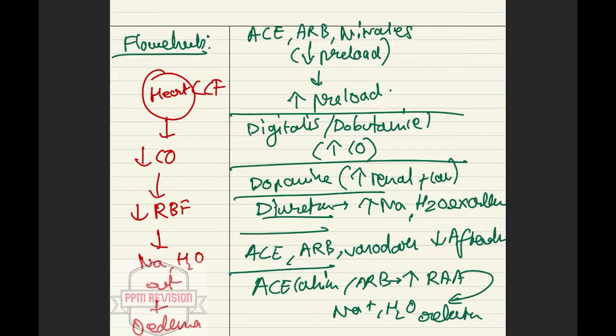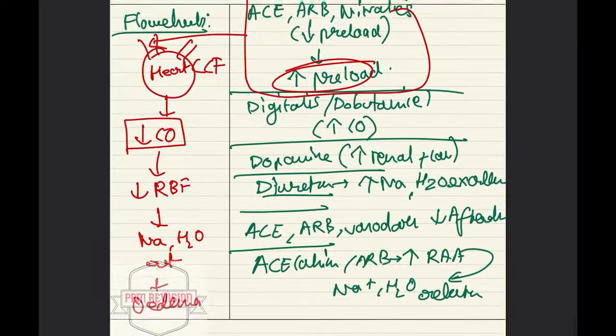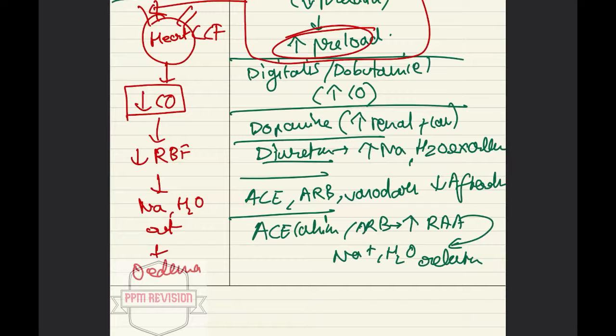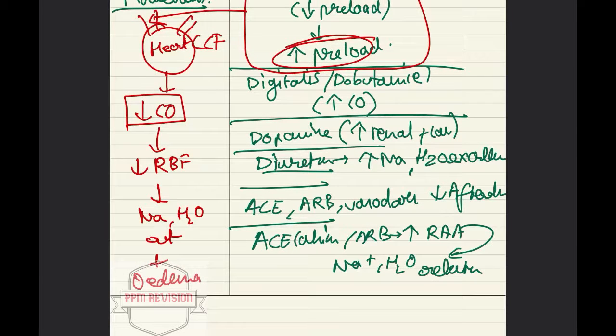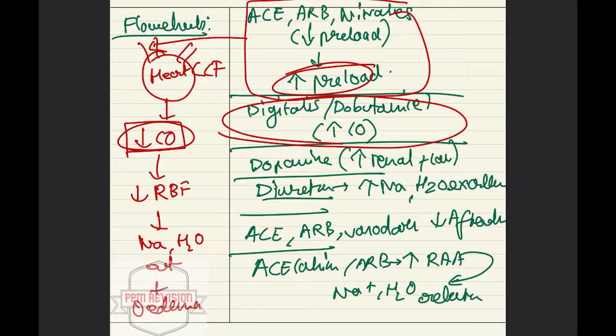So here ACE, ARB, they act on the heart, and what we notice is there's an increase in preload, and due to the increase in preload there is a decrease in cardiac output. Since cardiac output is decreased, here we can use digitalis and dobutamine. What this does is it increases the cardiac output, whereas where ACE, ARBs are used, there is a reduction of the preload. So in case of an increase in preload, they reduce the preload.